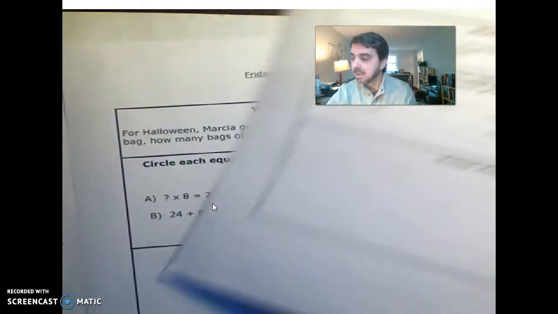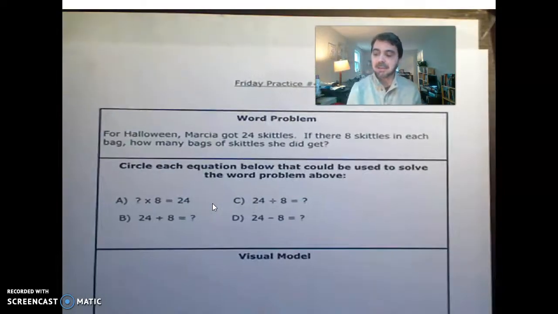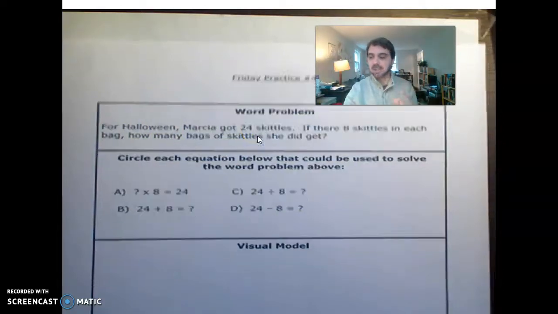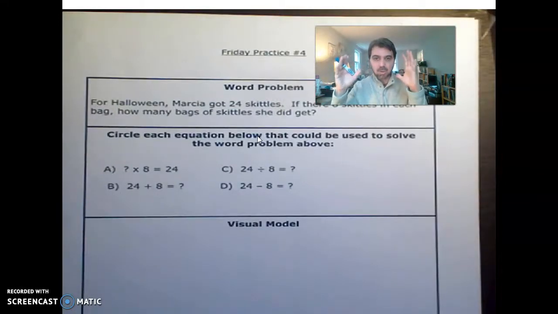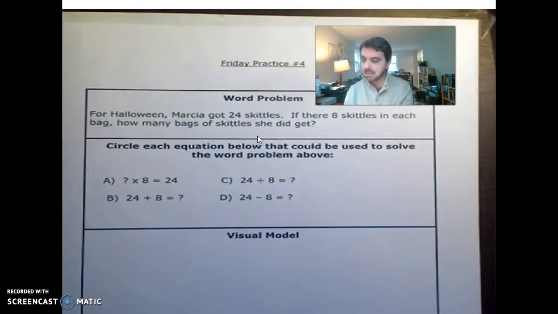So the last one says, for Halloween, Marcia got 24 Skittles. Not bad, given everything that's going on. If there are 8 Skittles in each bag, how many bags of Skittles did she get? Oh, I need to read that again. I'm a little confused. For Halloween, Marcia got 24 Skittles. So I'm thinking she got 24 total Skittles.